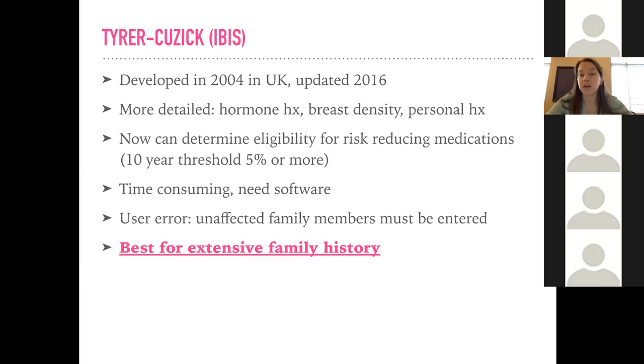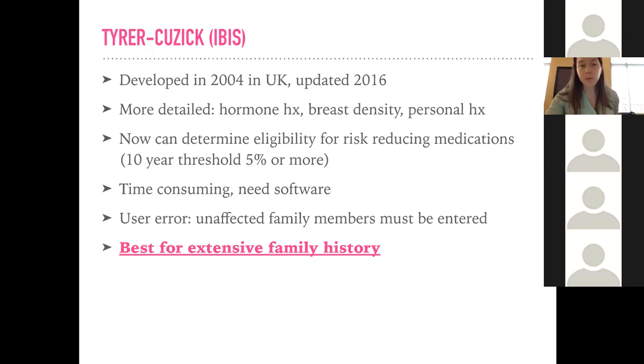If this patient has an extensive family history, like they have a lot of members in their family and they have many different cancer histories, different ages, different diagnoses, different sides of the family, it's really going to be important to use this one because you can actually put all of that data in, whereas the other one, BCSC, will only include the first degree family members.